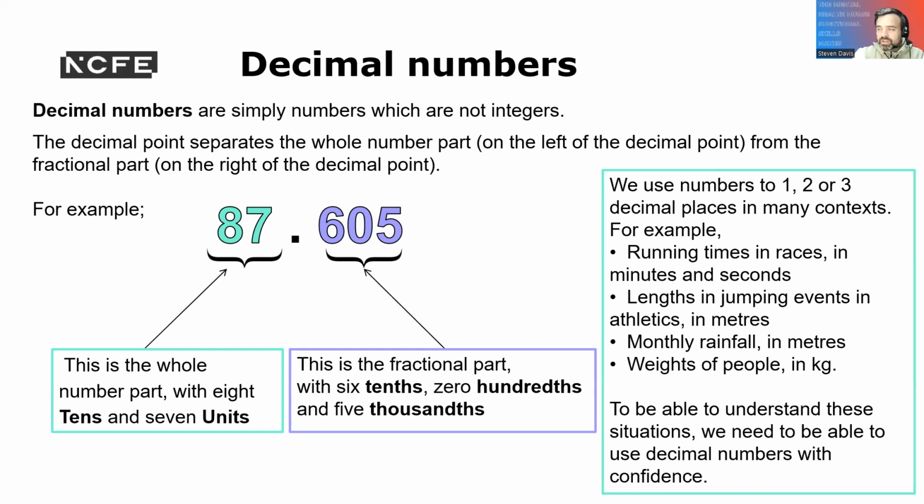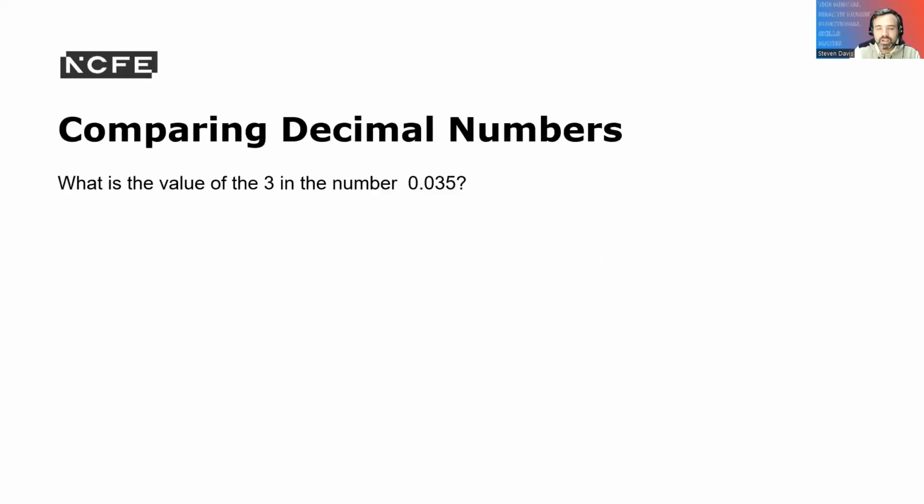We use numbers with 1, 2, or 3 decimal places in many contexts. For example, running times in races, minutes and seconds, length in jumping events, athletics in meters, monthly rainfall, and weights of people in kilos. To be able to understand these situations, we need to be able to use decimal numbers with confidence. So comparing decimal numbers, what is the value of 3 in the number 0.035? So remember, units, tenths, hundredths, thousandths.